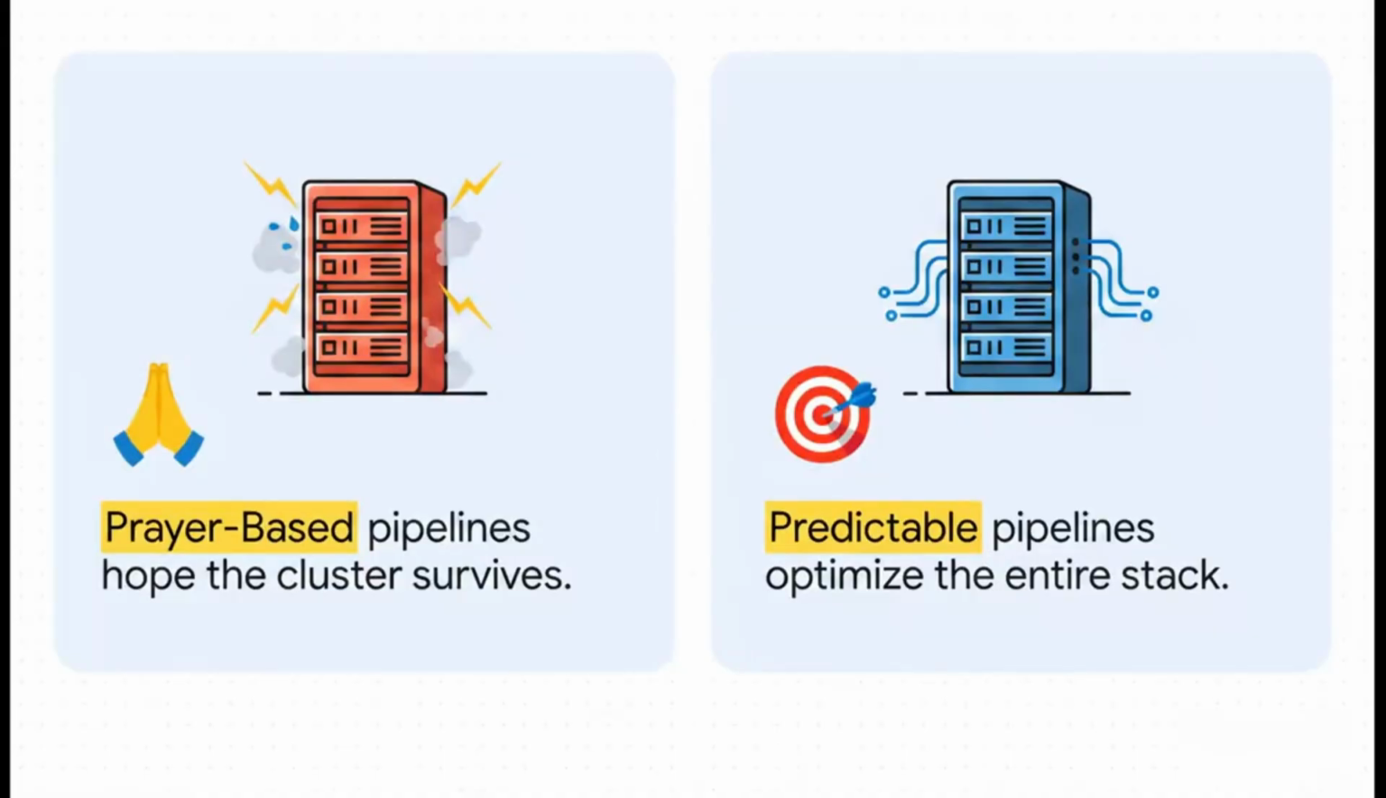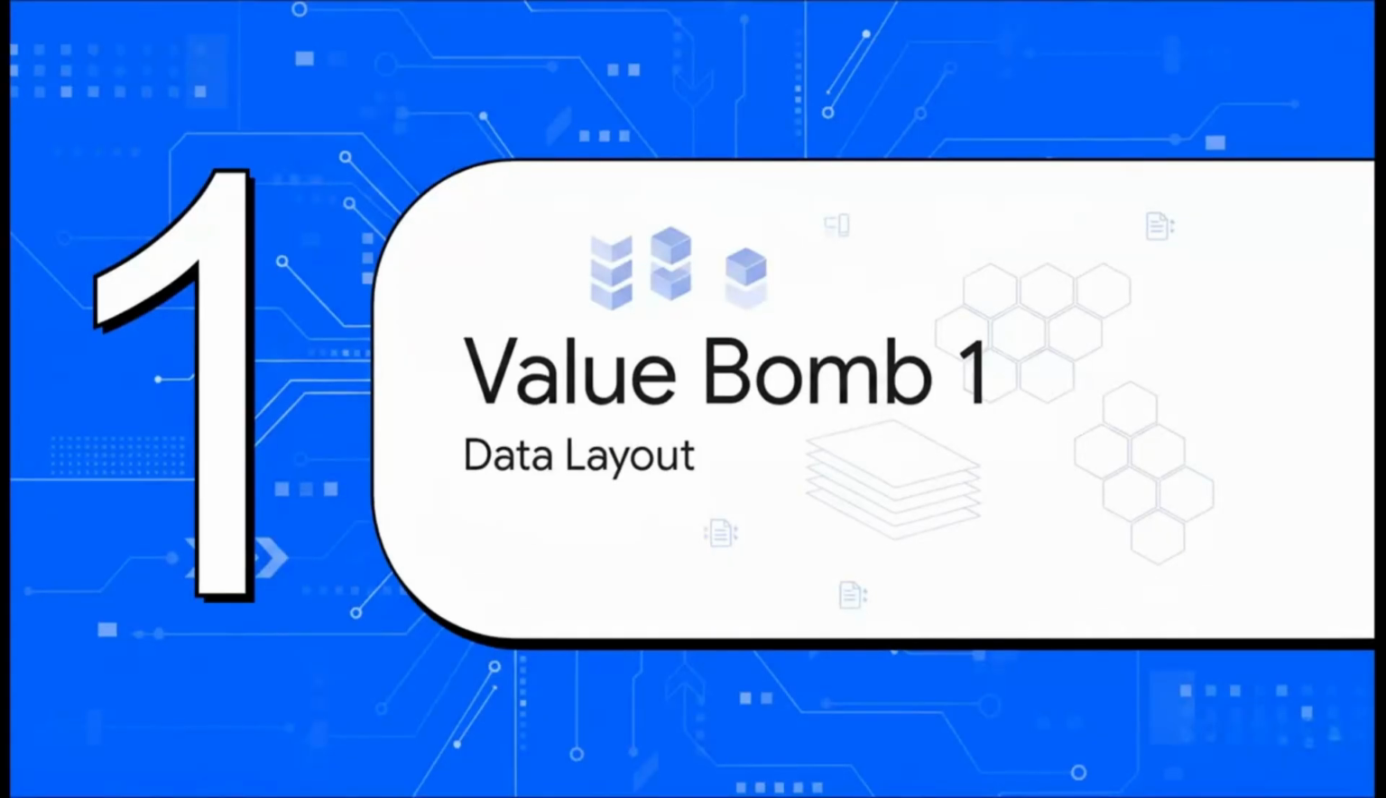Our goal today is captured perfectly right here. We're moving away from what we call prayer-based pipelines, where you hit run, cross your fingers, and just pray the cluster survives, and we're moving over to predictable pipelines. The fix? We optimize the data, the execution, and the infrastructure stack together as one cohesive unit. Okay, let's dive into this.